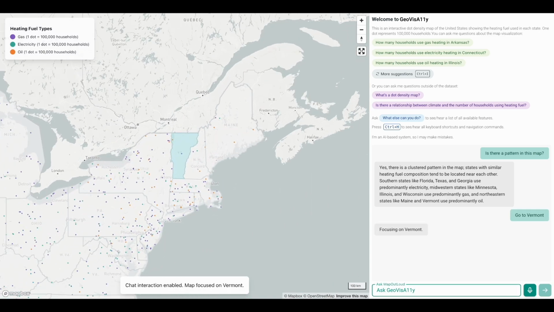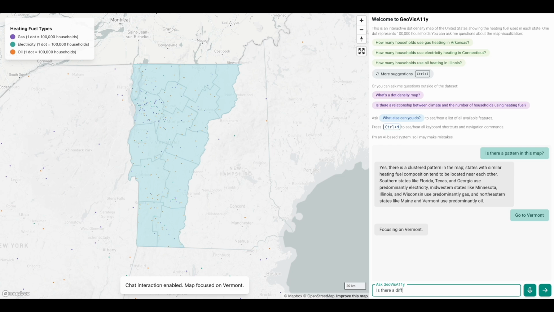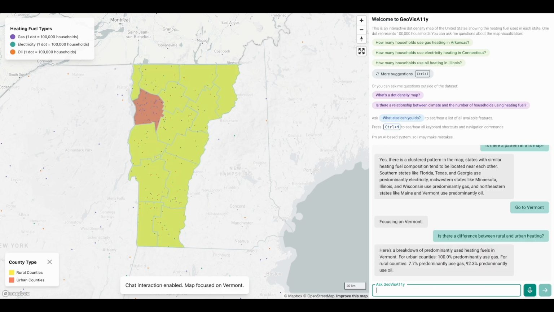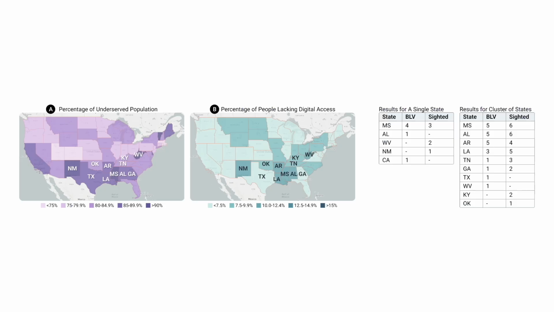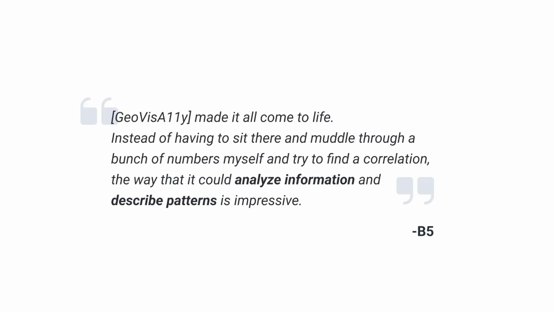We found that GeoVisA11y effectively supports both screen reader and sighted users across the 3 levels of geovisualization engagement: map reading, analysis, and interpretation. Participants from both groups identify similar patterns in the data, demonstrating that our system represents a step toward creating a shared understanding of geovisualizations. Screen reader participants rated the system highly for usability and accessibility, and particularly highlighted GeoVisA11y's analytical advantage over other tools.